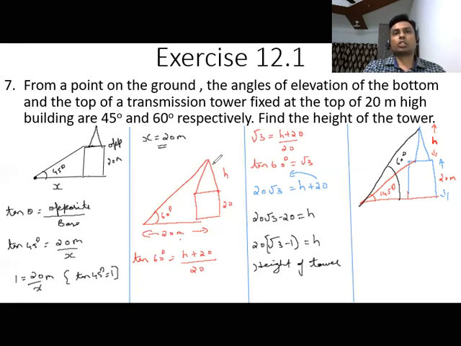Now second case, go to the top of the tower. Their angle is 60 degrees. So tan 60, opposite is h plus 20 now. Height plus building's height. So h plus 20 divided by 20, tan 60 is root 3, cross multiply, 20 root 3, bring 20 on the other side, 20 root 3 minus 20, that is 20 into root 3 minus 1. That is the height of the tower, 20 into root 3 minus 1.